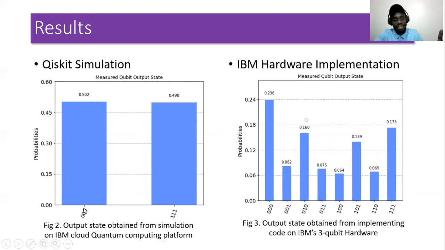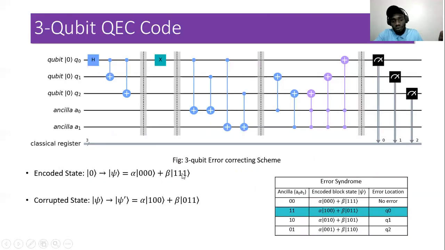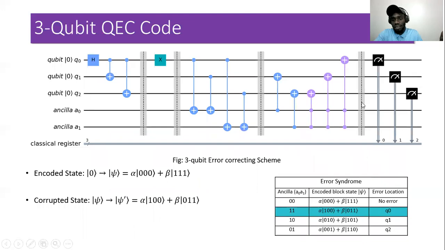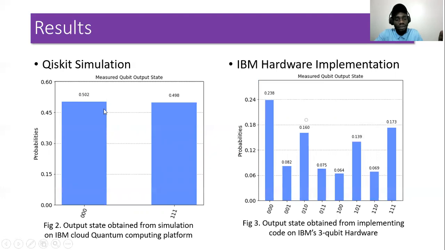This result means that there is a 50% probability of obtaining a 000 state, as well as another 50% probability of obtaining a 111 state. This means that our input state, 000 and 111, is what we obtained after correction here. Therefore, we can conclude that our error was successfully corrected.